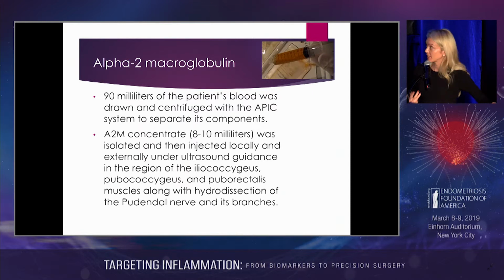So the way it worked, 90 milliliters of the patient's blood was drawn and centrifuged down. And the A2M concentrate, it requires 8 to 10 milliliters, was placed externally, ultrasound guided. We placed it at the muscles of the levator ani sling, as well as the pudendal nerve and its selective branches based on the patient's symptoms and pain distribution.